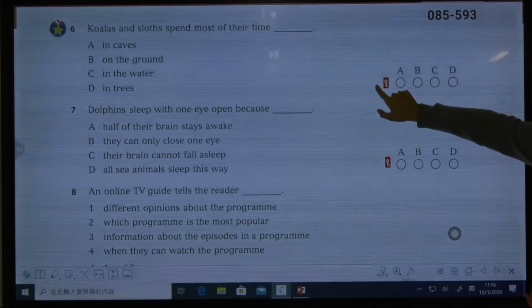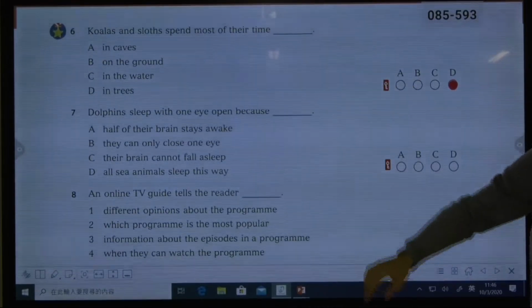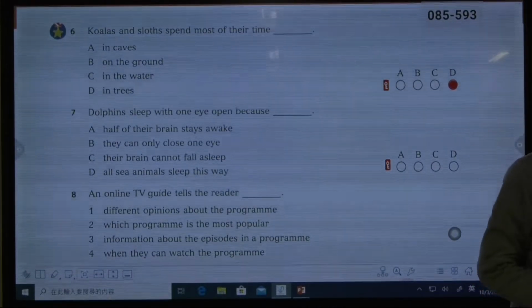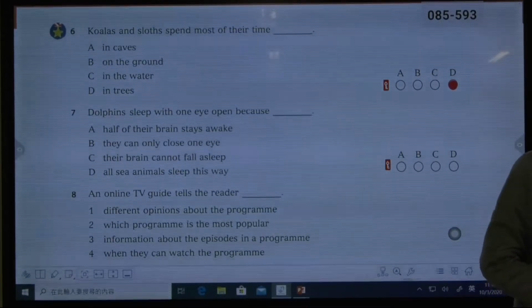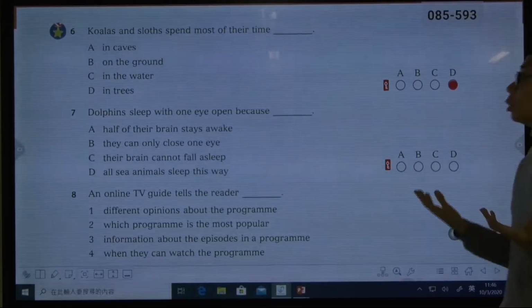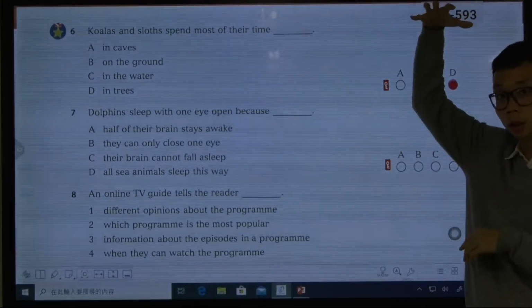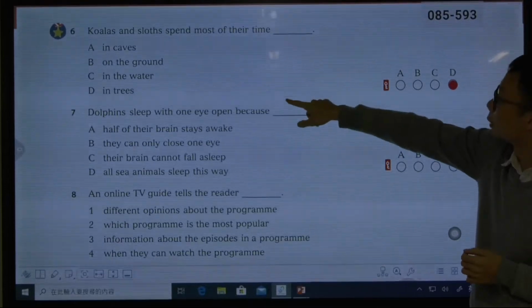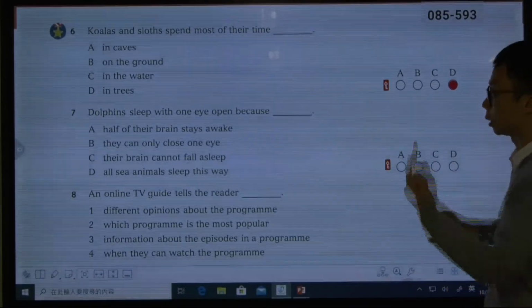But of course, you can actually find the answer on line number 14. It says they are on the treetop. So treetop means 樹頂. So that means E really stood out as well.